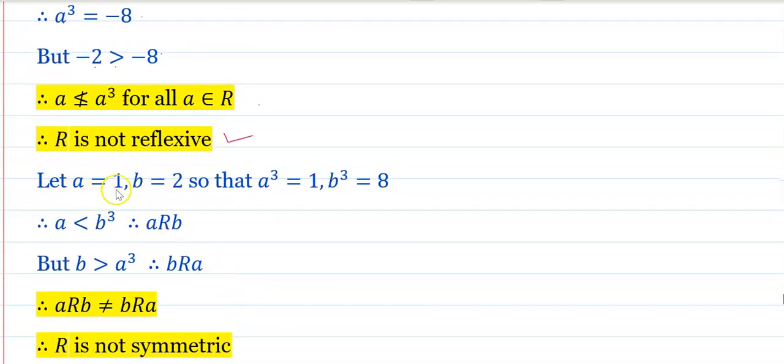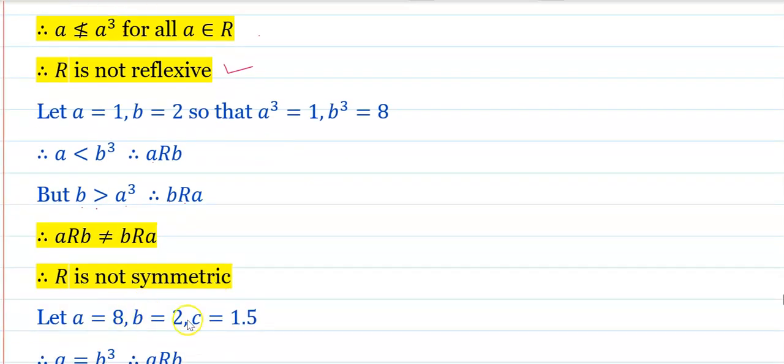If I take A equals 1 and B equals 2, so that A cube is 1 and B cube is 8, then I will have the relation A is less than B cube, that is A R B. But B is greater than A cube, therefore B R A is not possible, and hence A R B does not imply B R A. R is not symmetric.